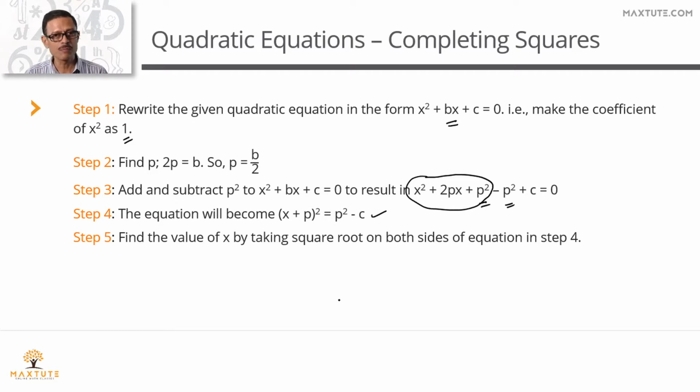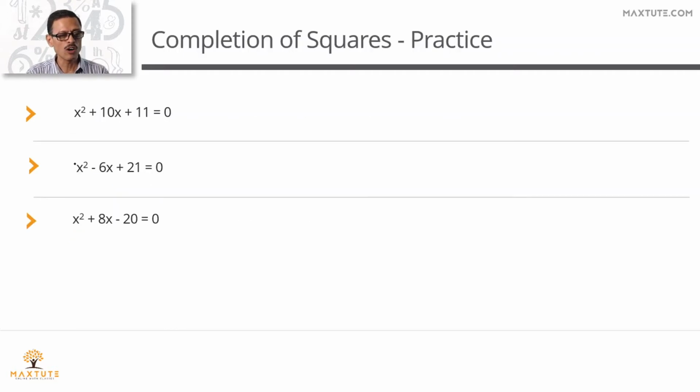In these examples, I've kept it very simple. In all of these cases, I've kept the coefficient of x square equal to 1. So step 1 is not to be done for any of these. I'll do the first one, pause the video, try out the second and third, then we'll discuss all of them.